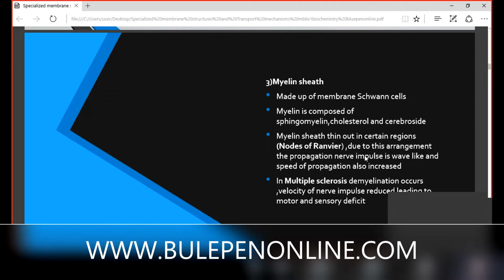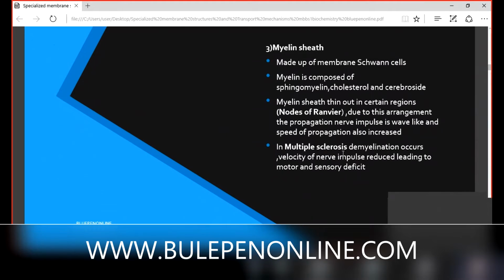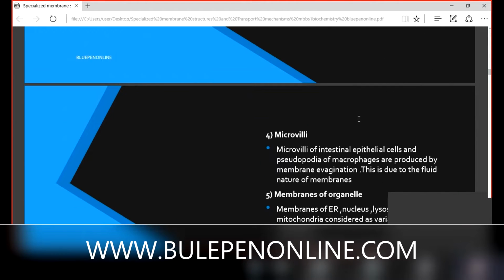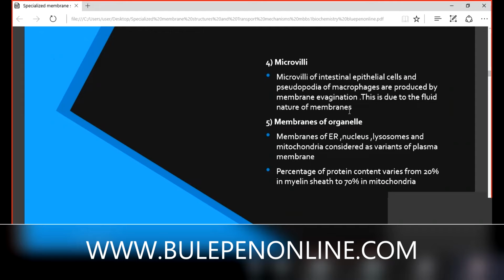Due to this arrangement, propagation of nerve impulse is wave-like, and the speed of propagation is also increased. In the disease multiple sclerosis, demyelination occurs. Then the velocity of nerve impulse is reduced, leading to motor and sensory deficit. That's about our myelin sheath. Then microvilli. Microvilli of intestinal epithelial cells and pseudopodia of macrophages are produced by membrane evagination. This is due to the fluid nature of membrane. We are very familiar with that topic, microvilli.